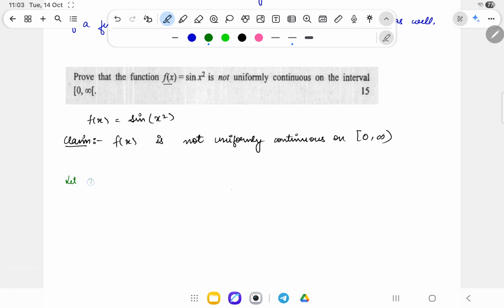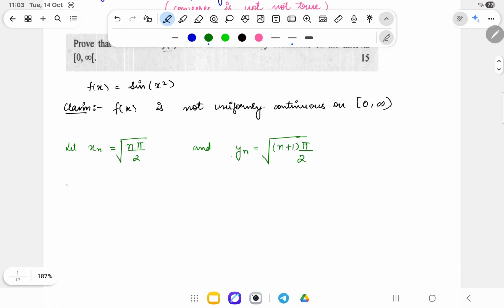Let us assume that xn, our first sequence, is the square root of n pi by 2, and further assume that yn, our second sequence, is the square root of (n plus 1) pi by 2. Now we are choosing n such that the difference of these sequences, xn minus yn, is less than delta, where delta is some positive number greater than 0, and such an n would be greater than pi by delta squared.